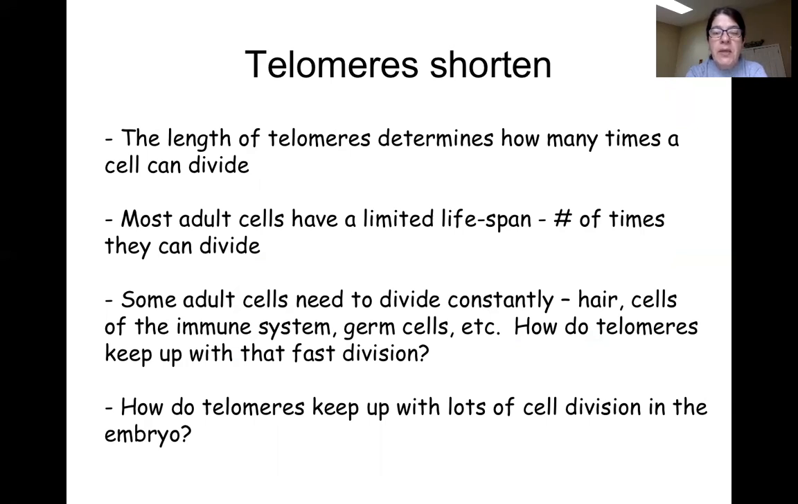So how do telomeres keep up with fast division in adult cells? And how do telomeres keep up with lots of cell division in the embryo? Remember, we all start with one cell and then we're trillions and trillions of cells. How do telomeres keep up with these divisions?